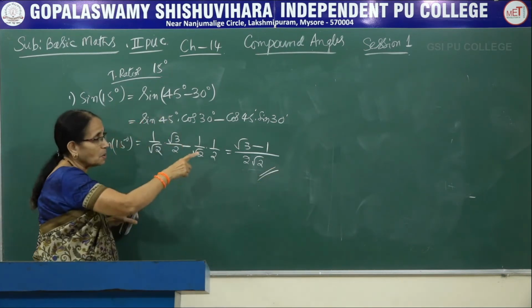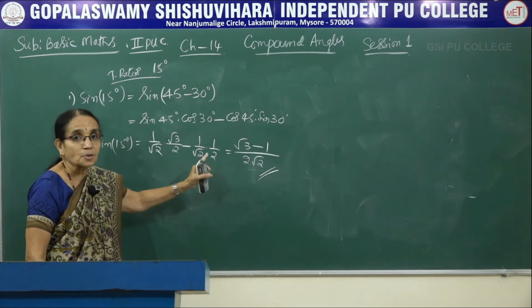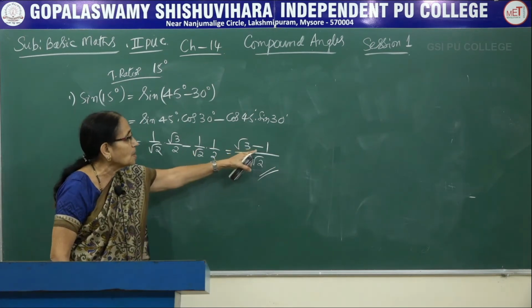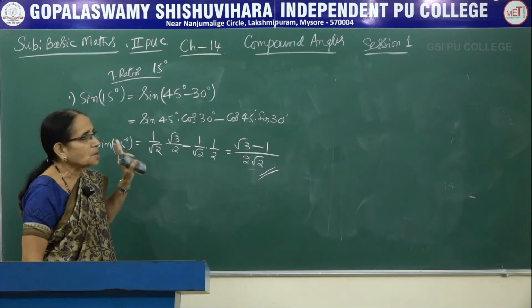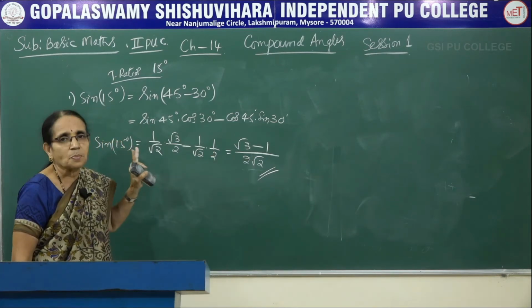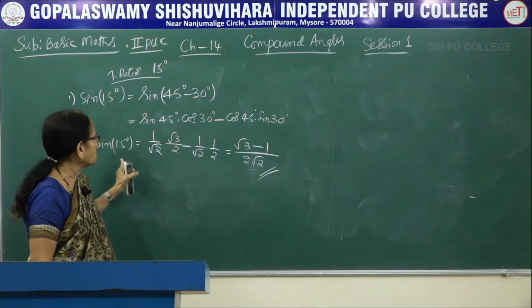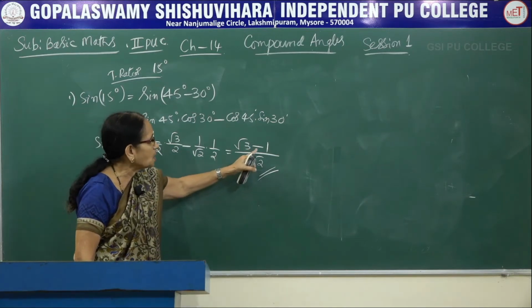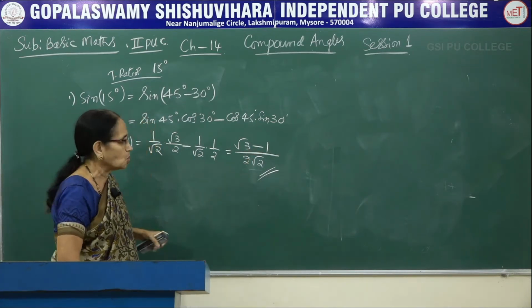Now remember, this was the value of cos of 75 also. Be careful about the sign we will be getting here. So sine 75 was root 3 plus 1 divided by 2 root 2. Sine 15 degrees is root 3 minus 1 divided by 2 root 2.